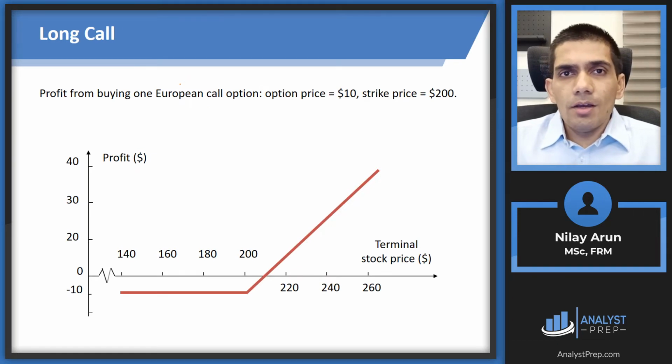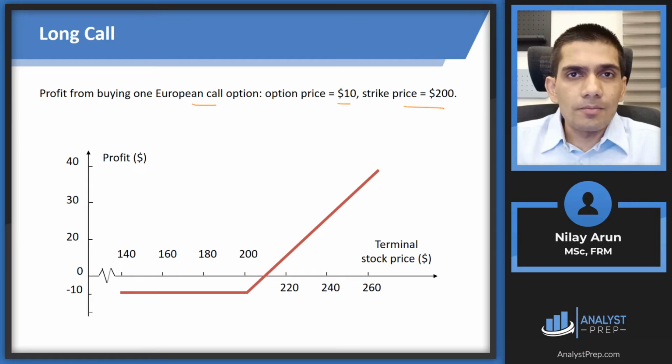Now let's put some numbers into the 4 option positions. So what would be the profit from buying one European call option? Option price is 10 and the strike price is 200. Now, when will you exercise this option? When does it become profitable?